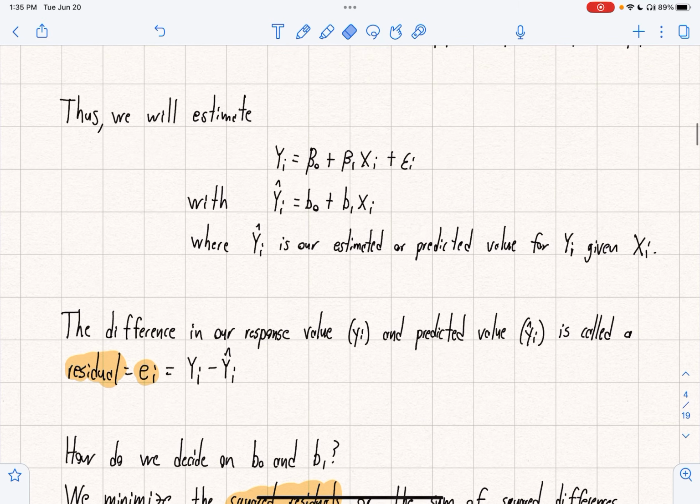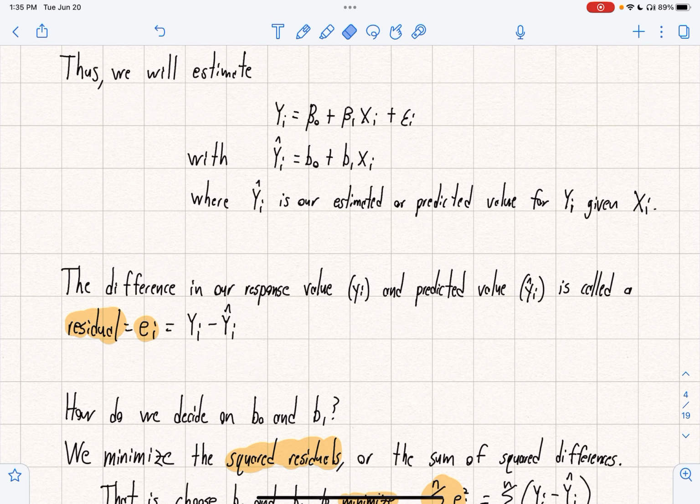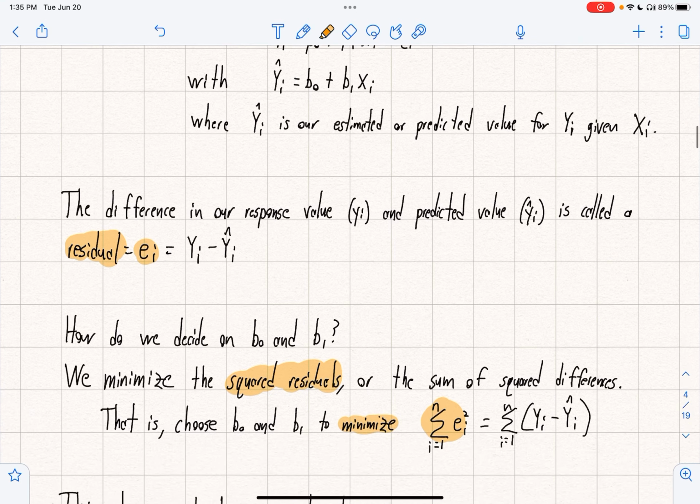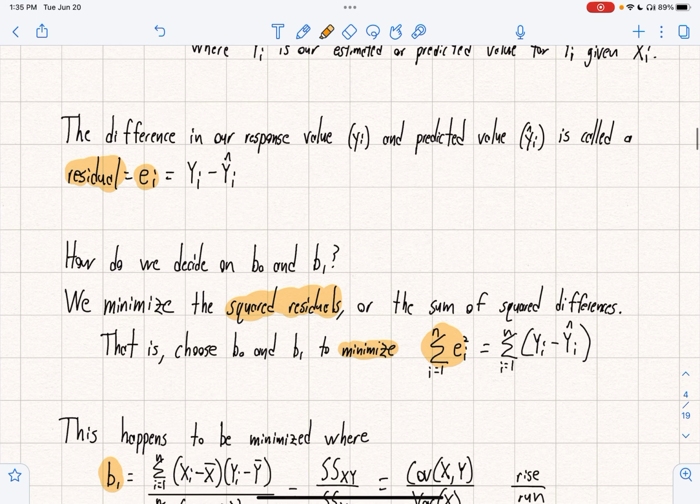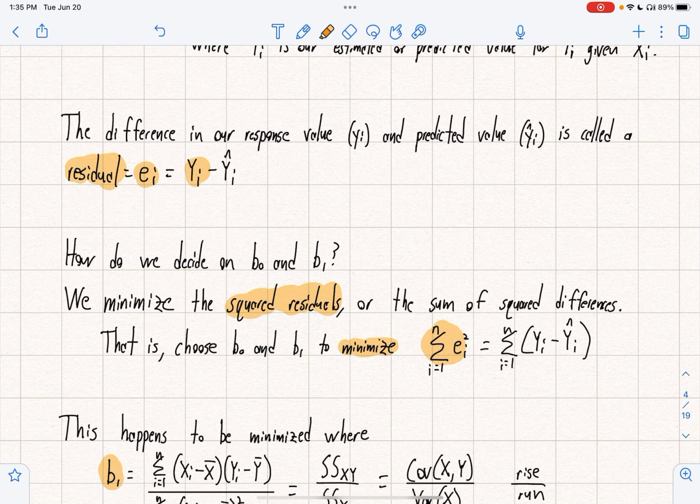So I know I repeat myself a lot, but again, we are trying to estimate this equation, the true regression line. We're going to do that using our estimated regression line, so we will estimate the regression line to get predicted values of y. How do we find that line? We want to minimize our squared residuals. Residuals are just the difference between our actual values and our predicted values. So we're going to minimize the squared residuals, which is this equation right here.